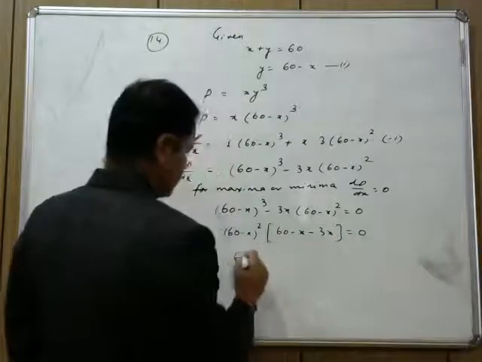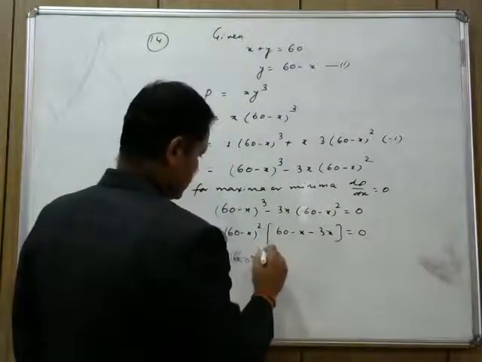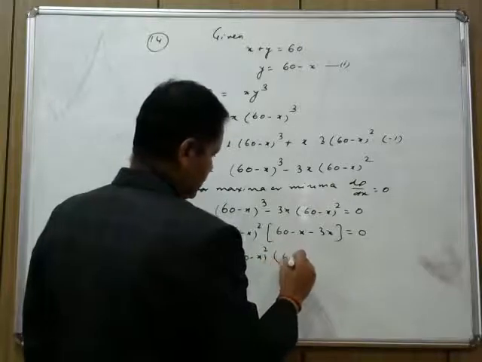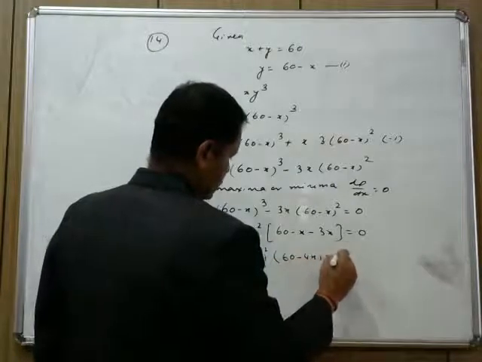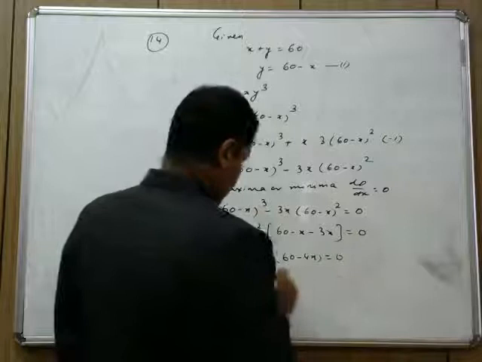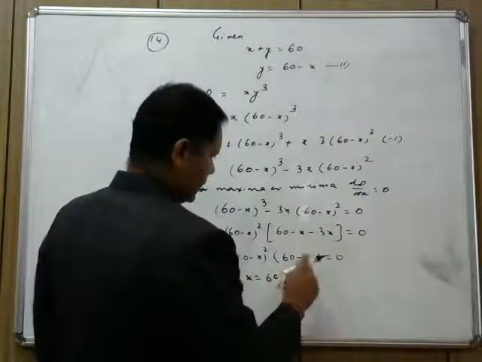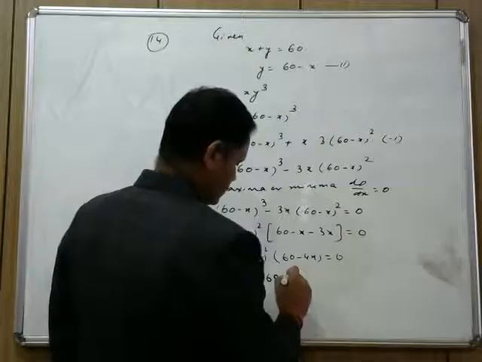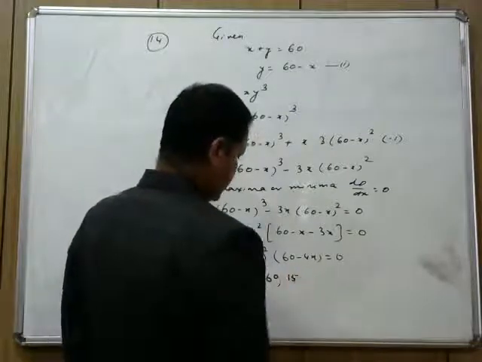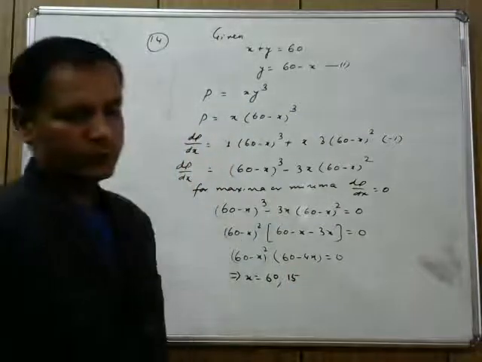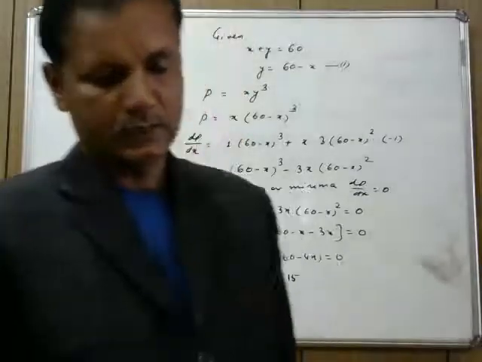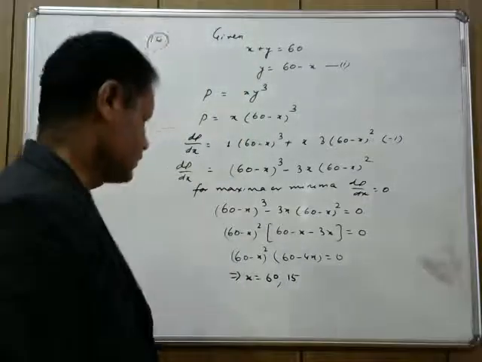That is now (60 minus x) whole square into (60 minus 4x) equal to 0. It gives you x is equal to 60 and x is equal to 15. Here two values, isn't it? x is equal to 15 and x is equal to 60.